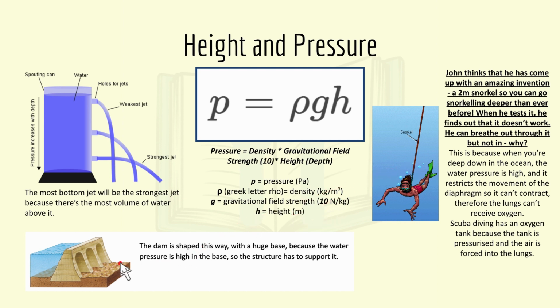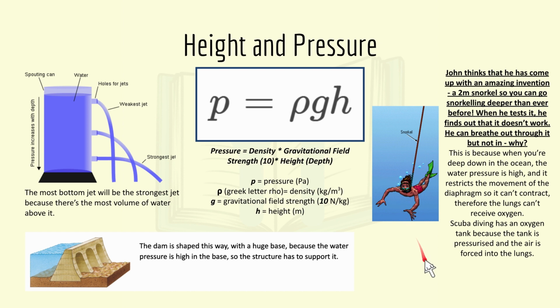And here's a little diagram of a dam. The dam is shaped this way with a huge base, because the water pressure is high at the base due to this equation. As the height or the depth increases, the pressure will automatically increase. So it needs a strong base so that the structure can support the water. Obviously the dam could be shaped with a huge wall, but due to financial issues, this way is cheaper.